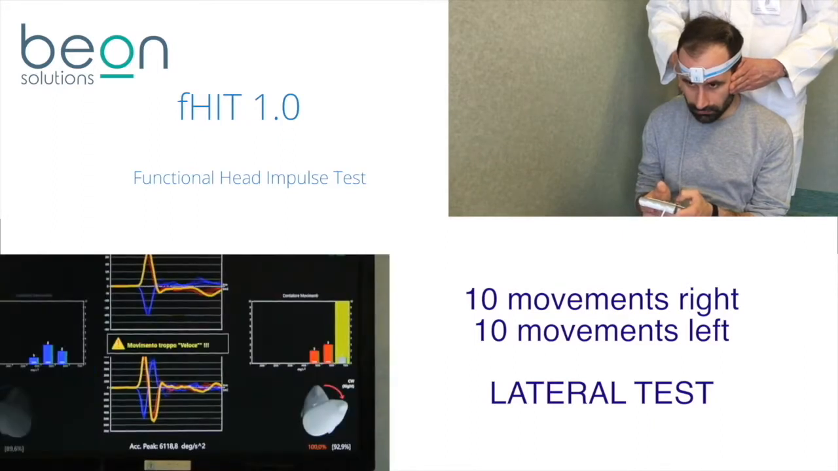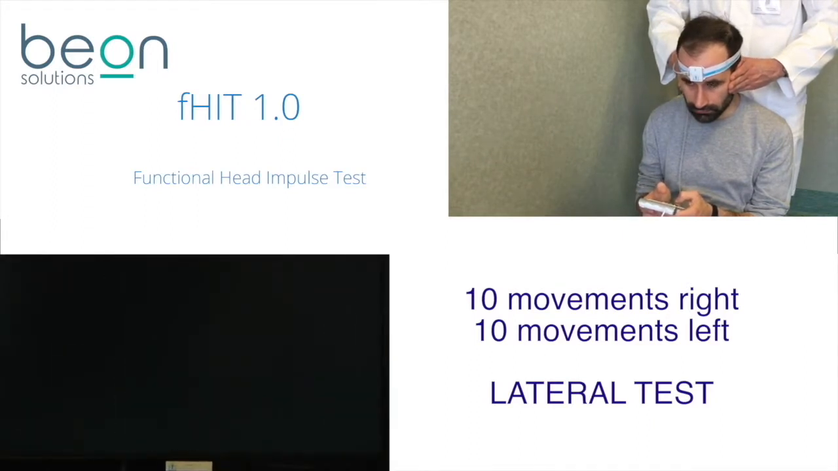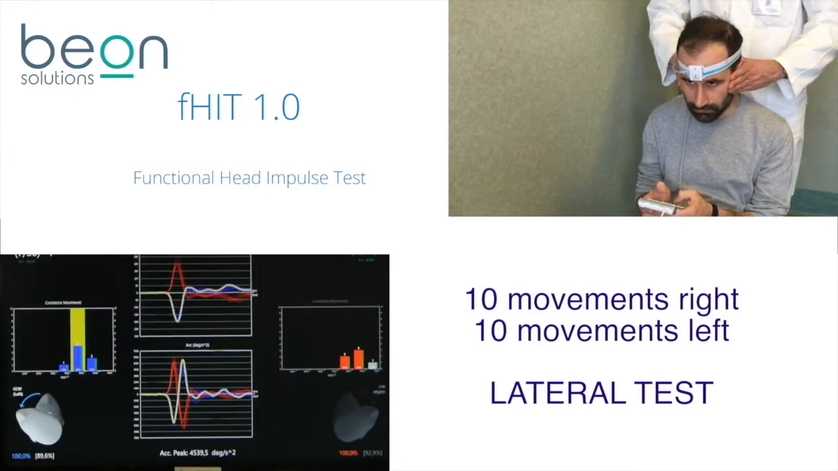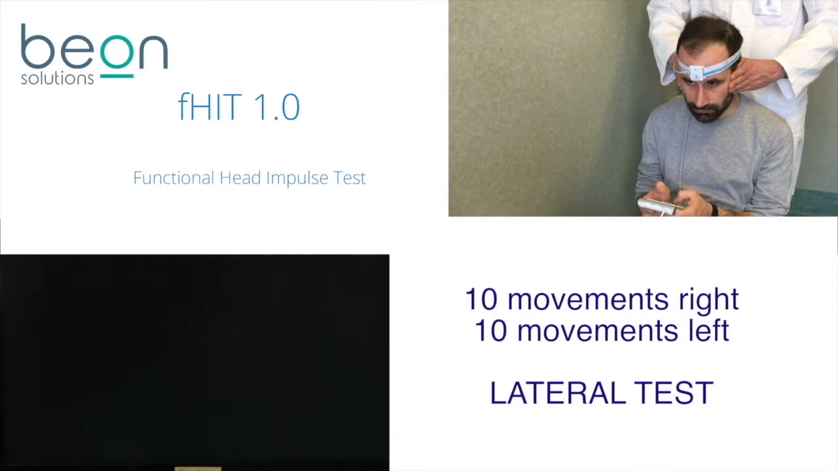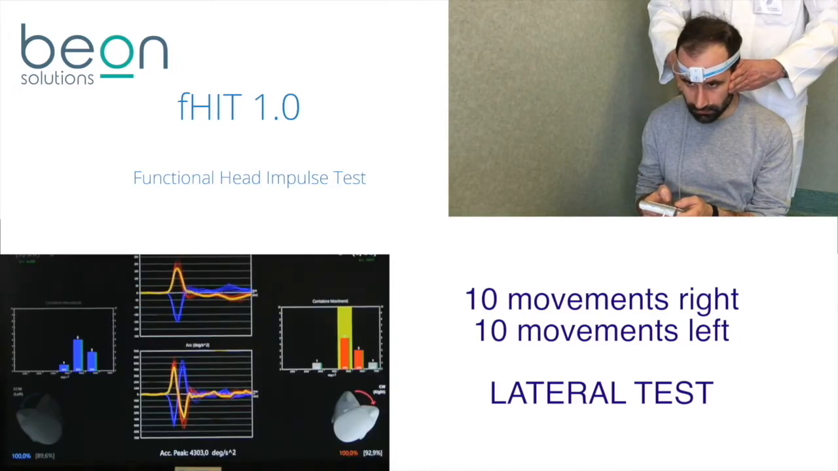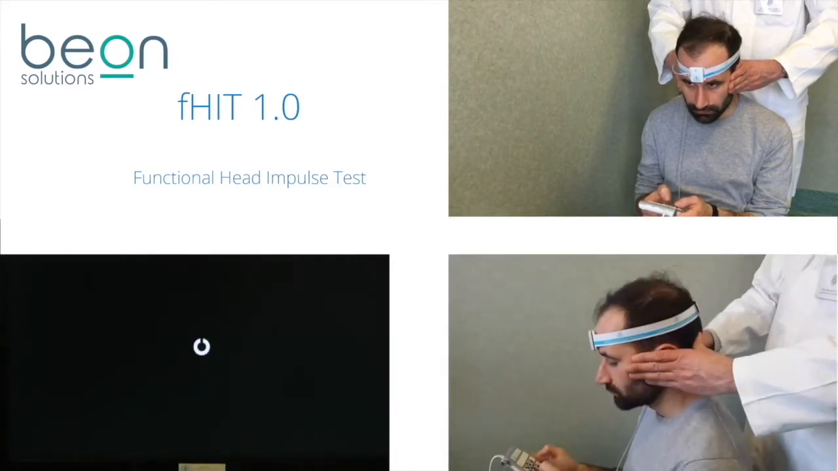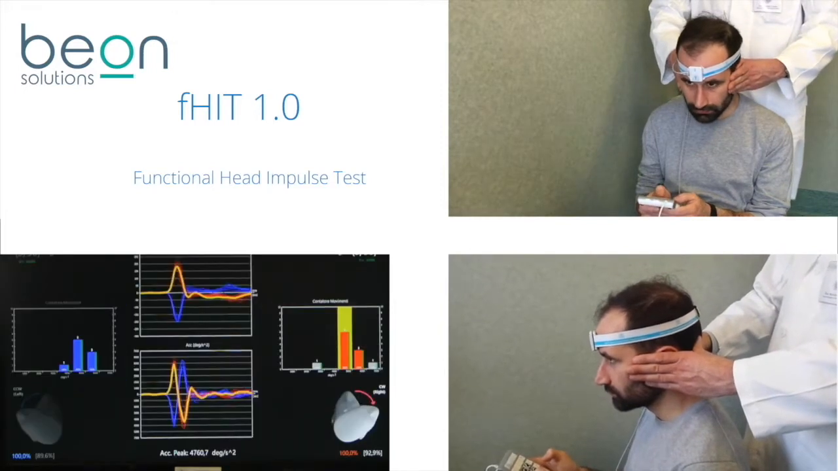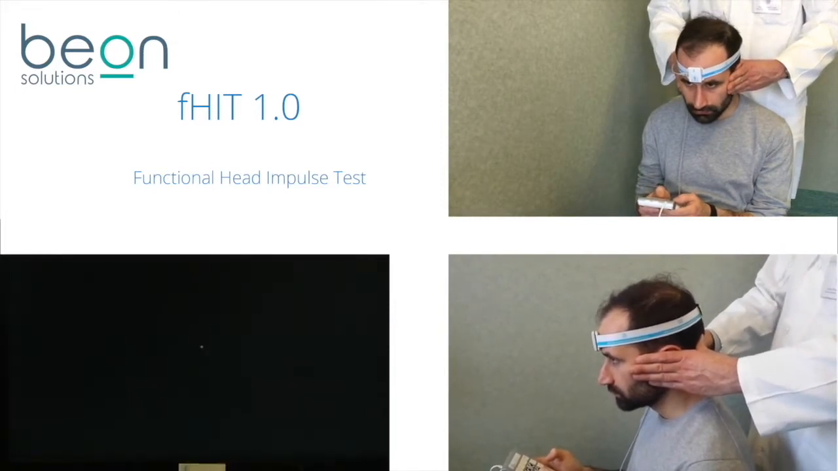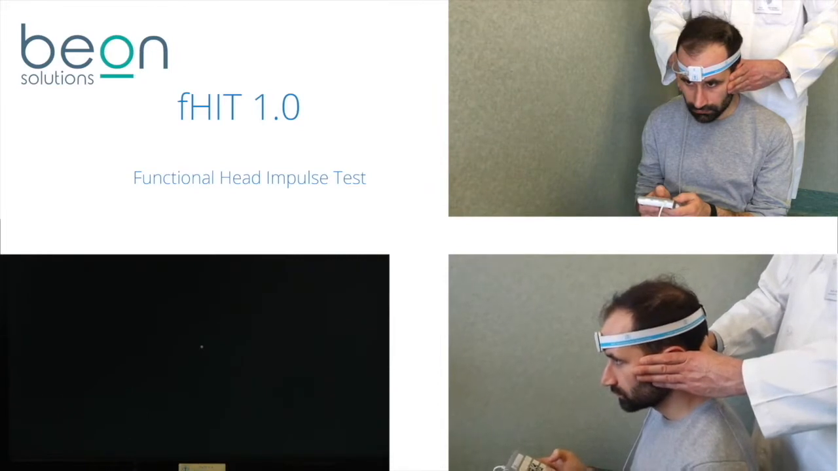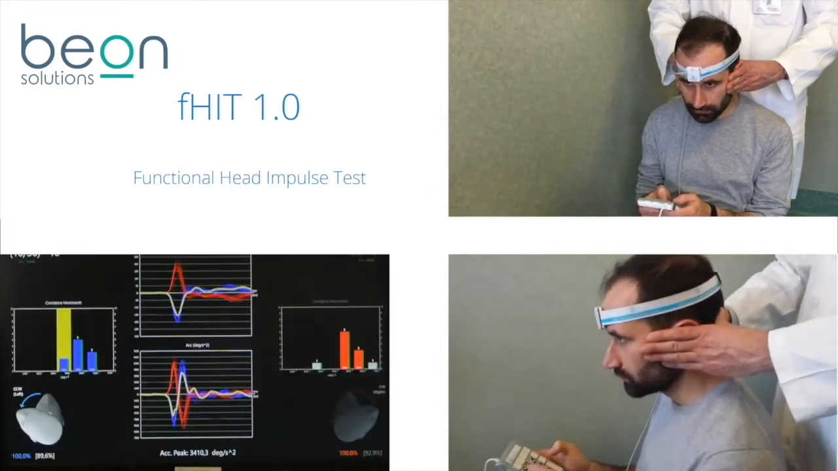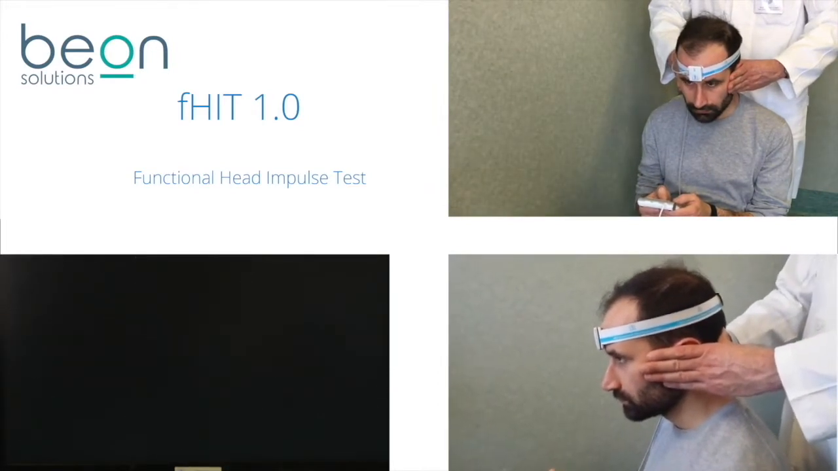Head impulses are delivered in the yaw plane for horizontal canals testing and in the RALP and LARP planes to test the vertical canals using the same approach. At the end of each set of 10 head impulses in each direction, a recapitulating screen is shown, and the examiner may decide whether to continue in the same plane or move on to the next pair of semicircular canals.